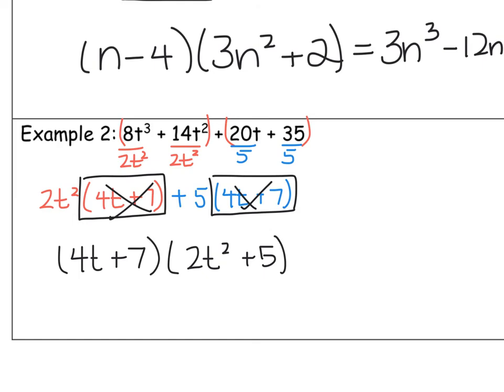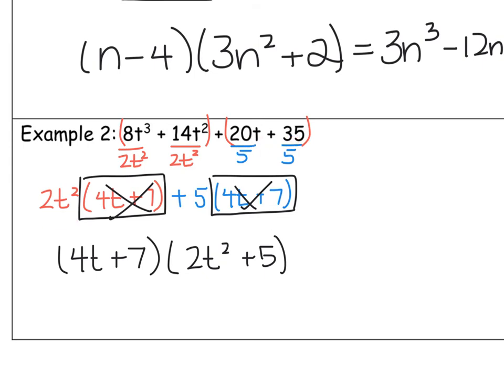Okay, so let's take a look. I factored by grouping. My first pair of terms was 8t cubed plus 14t squared. I factored out a 2t squared because the GCF of 8 and 14 is 2, and the GCF of t cubed and t squared is t squared. So 8t cubed divided by 2t squared gives me 4t. 14t squared divided by 2t squared gives me 7, and here is my GCF that I factored out.